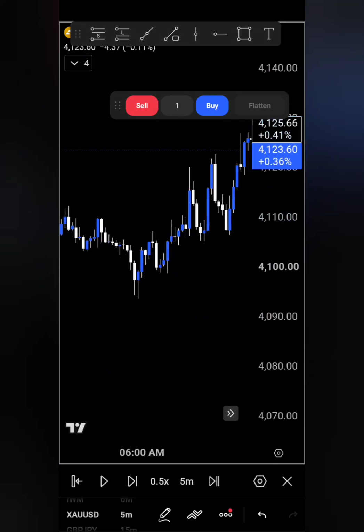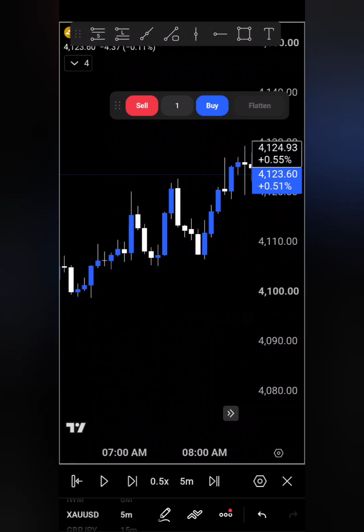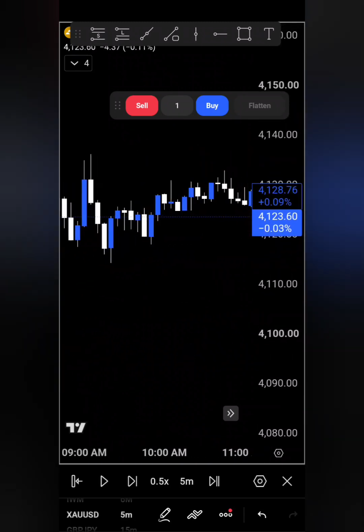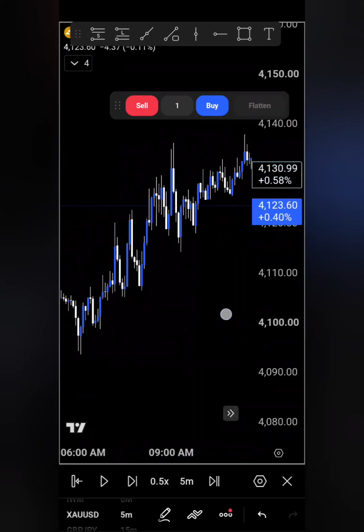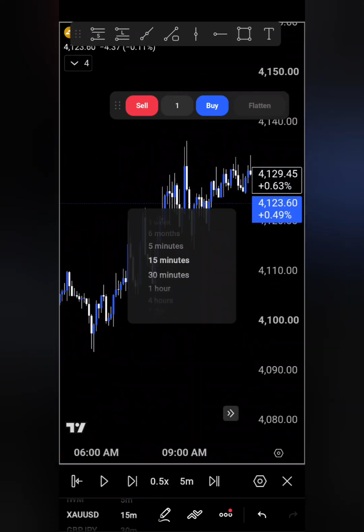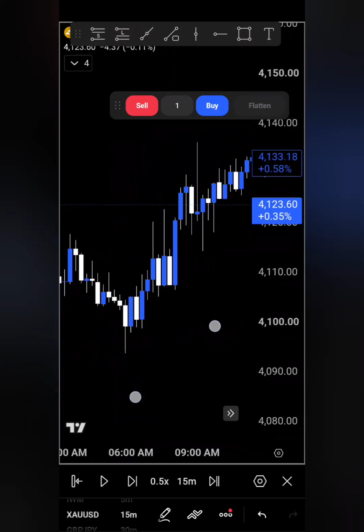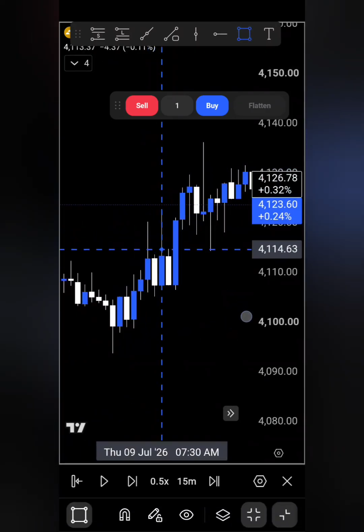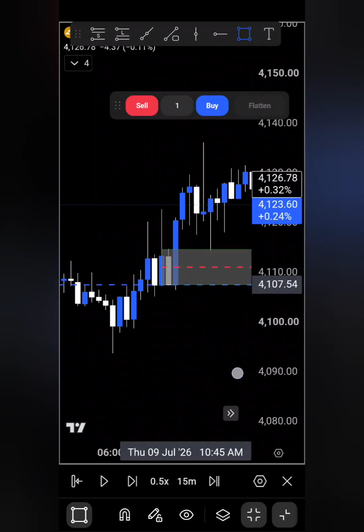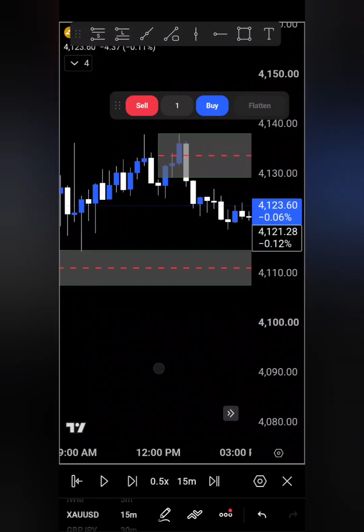That's pushing it right there. I don't like what I see on the M5. And I just double check and make sure I'm not overlooking anything. And we'll go back to the M15. And that one right there, we're going to mark it from wick to wick. Wick to wick, we're going to mark that.